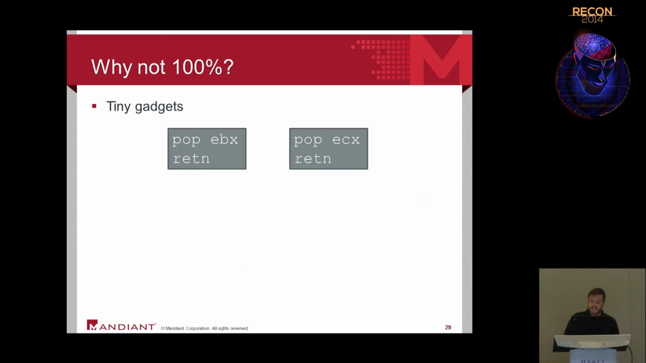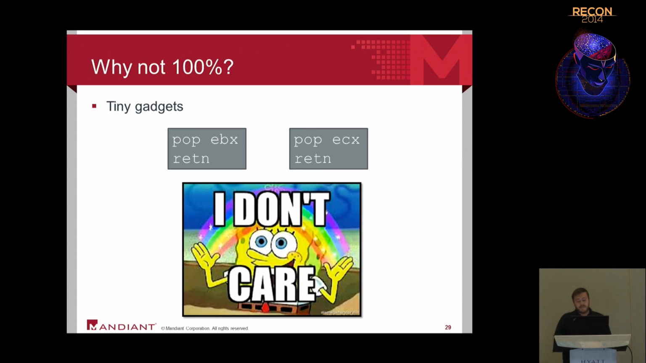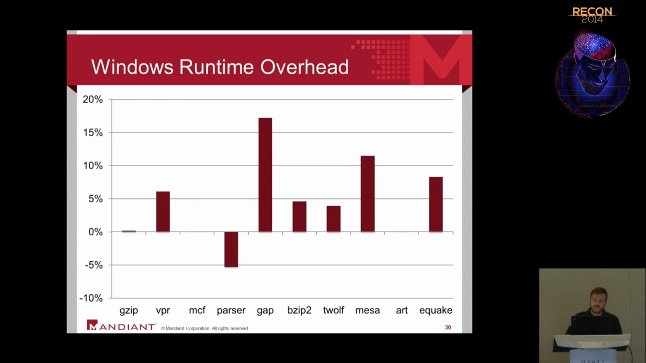The reason it's not 100% is you have really tiny gadgets that, just by bad luck, will land in the same place. Not necessarily every time. They most definitely won't land in the same place every time, but sometimes they will. So you'll have things like pop ret that'll land in the same place, but we don't really care. You can't really craft an attack from this. You could string together a bunch of pops and stack pivot maybe, but that's about as much as you can do with this. So in terms of overhead, we get very little overhead.